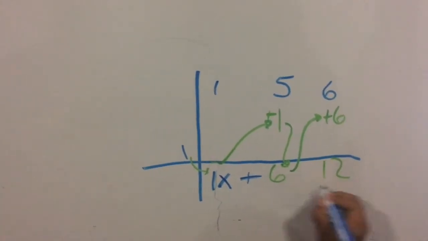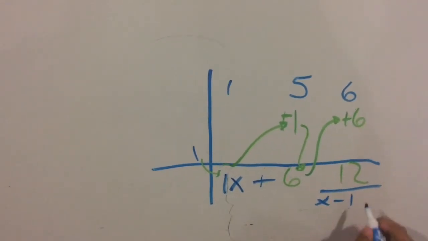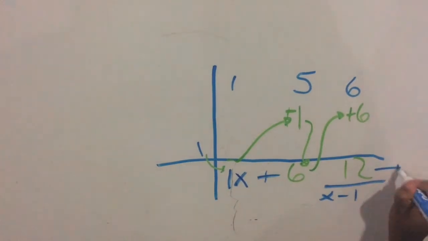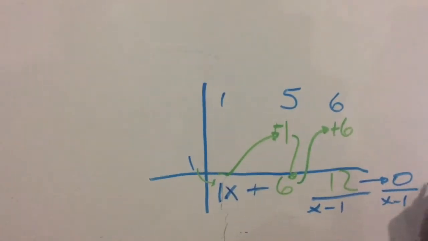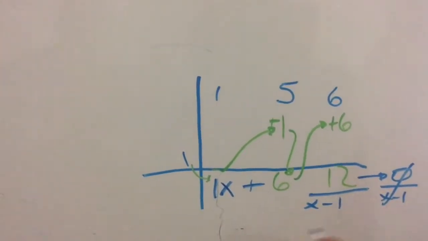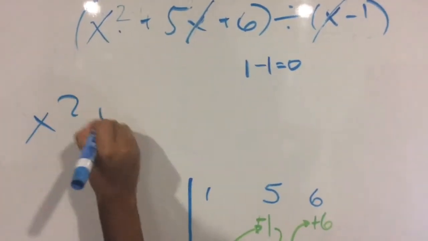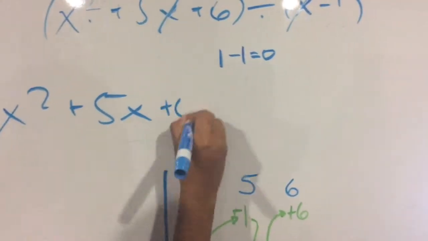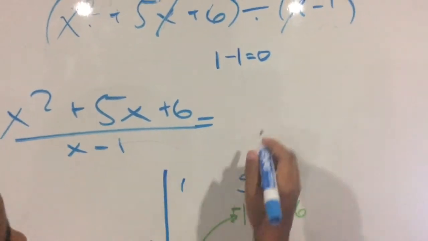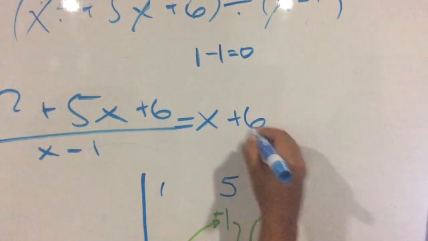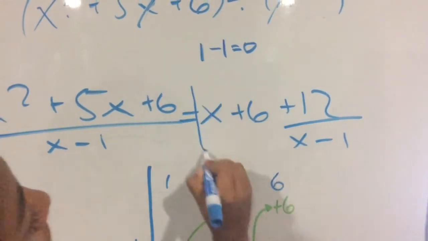So what we do here is we put 12 over x minus 1. But in other cases, if we were left with a 0, then we wouldn't have to put x minus 1, we'd just leave it as nothing. You cancel it out. So the answer for this problem, x squared plus 5x plus 6 divided by x minus 1, is equal to x plus 6 plus 12 over x minus 1. And this would be your answer.